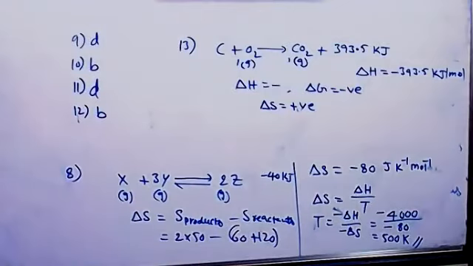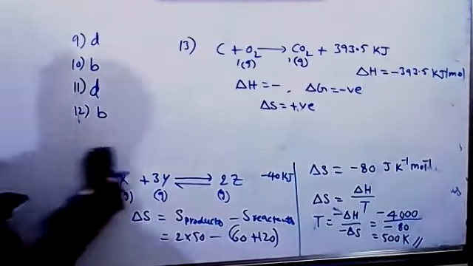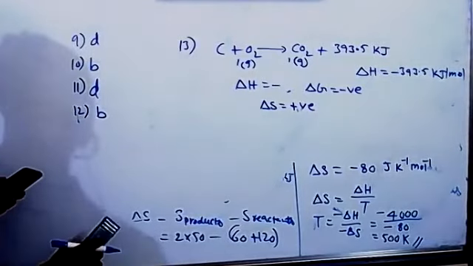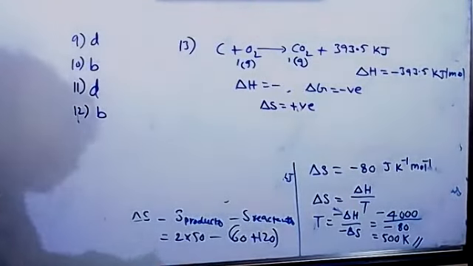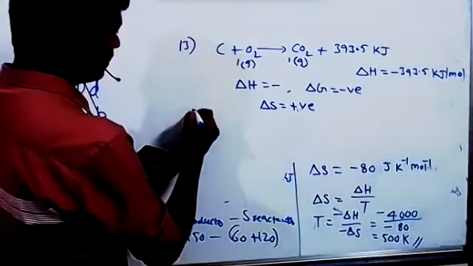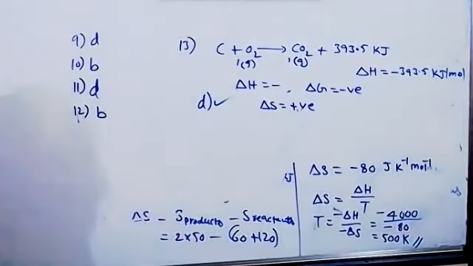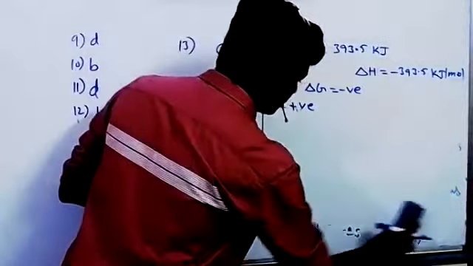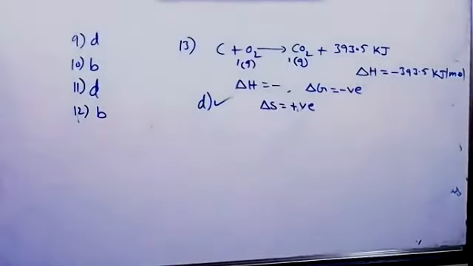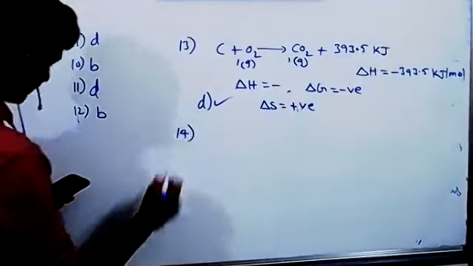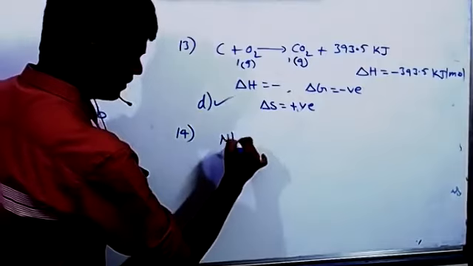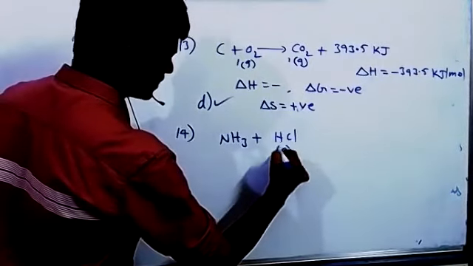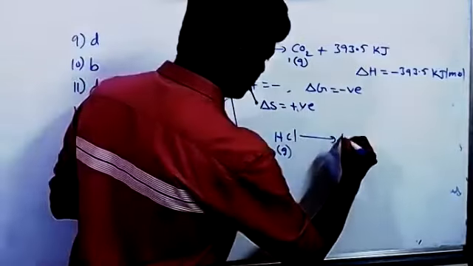14. If 1 mole of ammonia and 1 mole of hydrogen chloride are mixed in a closed container to form ammonium chloride gas, then... So 13, answer is D, no? 13 is D. 14: 1 mole of ammonia NH3, 1 mole of HCl, both are gases, gives NH4Cl gas.